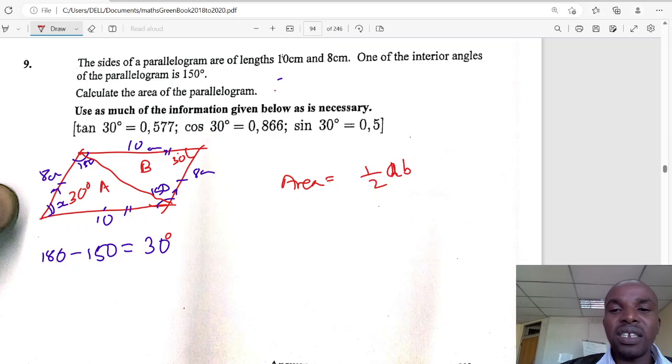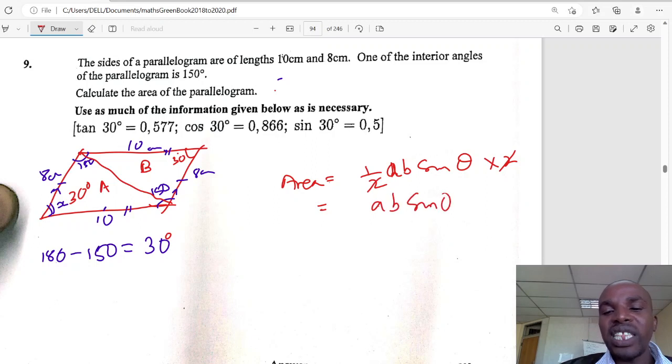Because we don't have our height. Half AB sine theta. Then for a parallelogram, we multiply by 2. Because there are 2 equal triangles, this 2 and 2 cancel out, so it will be AB sine theta. That's the area for a parallelogram.